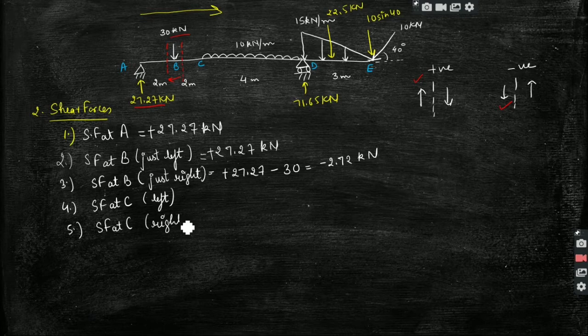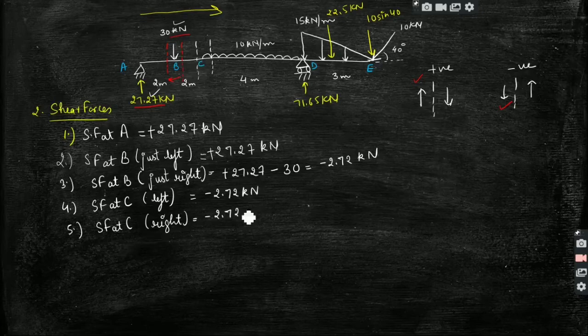So when I am taking the section at the left, there is no change because we have only two forces. So we will get the same value, which is minus 2.72 kilonewton. This is the same value at B because there is no change between B and C, right? Then when I take the section just right of C, if I look at the back, there are only two forces, this and this. So this will be the same as the shear force at B. So again this will also be minus 2.72 kilonewton, right?